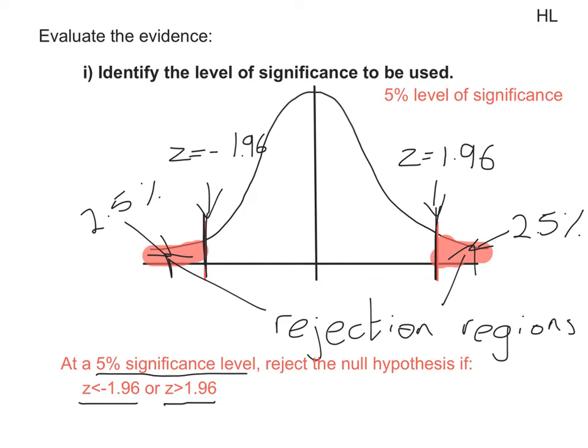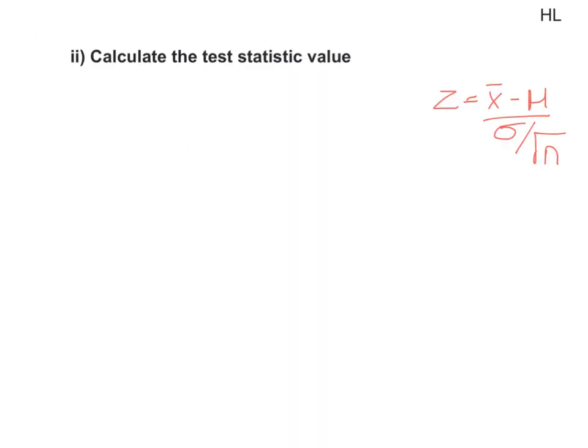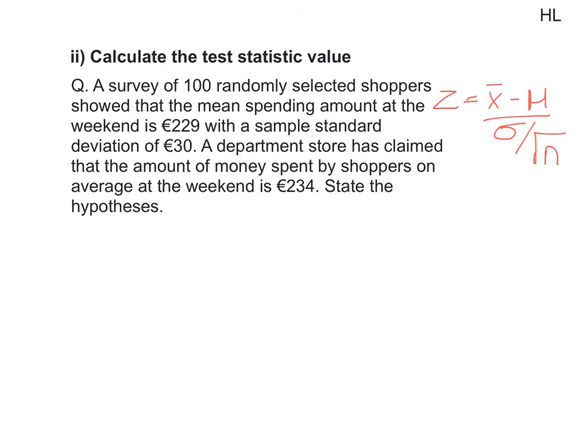We will now move on to how we calculate this test statistic Z. What formula we use to calculate the test statistic value depends on what population statistic we are investigating with our hypothesis test. There are two more videos relating to hypothesis testing, one which looks at an example relating to a proportion of population claim, and another video relating to the mean of a population claim. Previously on this video, we looked at a question relating to the mean spend of shoppers.